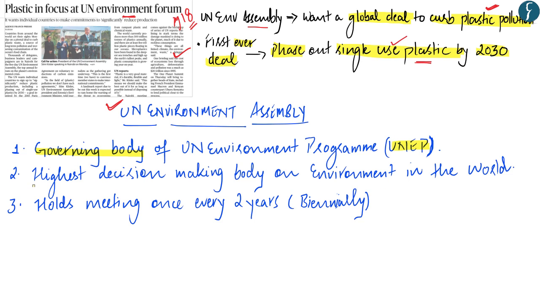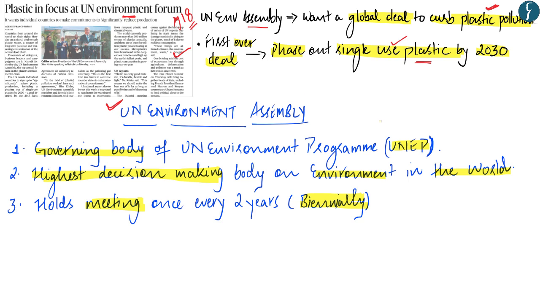Secondly, this UN Environment Assembly is the highest decision-making body on the environment in the world. This assembly brings together entrepreneurs, governments, NGOs, activists, and other stakeholders to share ideas and come out with new commitments which will help save our environment. Another thing to remember is that this assembly meets once in every 2 years, that is biennially. And in their meetings, they discuss the agenda for global environmental policies and also develop various international environmental law for the better and faster implementation of the Sustainable Development Goals which have been set by the United Nations.